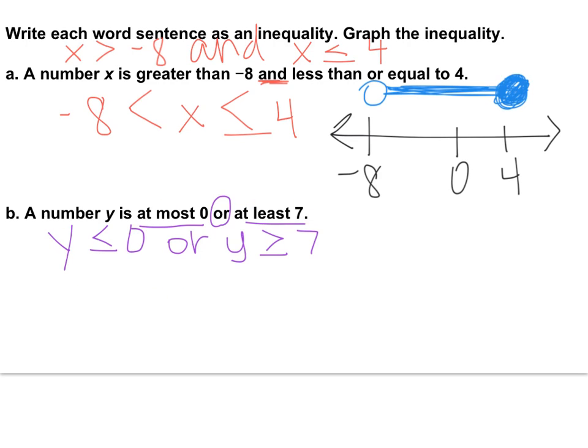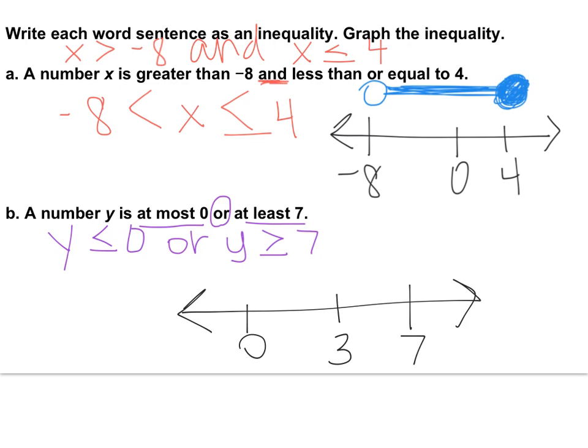And now I just need to graph it. So I'm going to make my number line. I'm going to do 0, 7, and I will put a 3 in between. And then I'm going to do a closed circle above 0, shaded to the left, a closed circle at 7, shaded to the right. And those are both my final answers. I would recommend, if you were confused at all, to go back and rewatch this section or the last one.